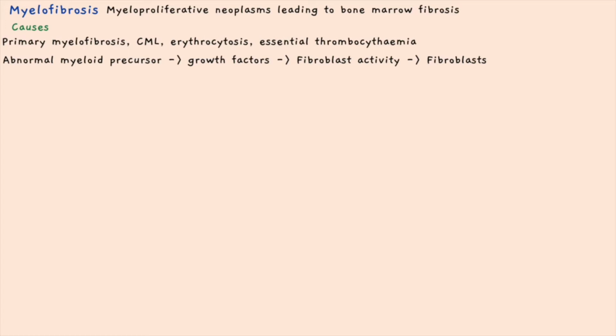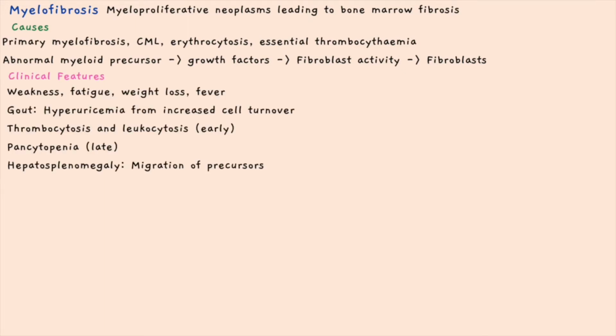Anyway, these abnormal myeloid precursors lead to growth factors such as TNF-alpha and IGF, and this increased fibroblast activity activates fibroblasts, which causes fibrosis. Clinical features relate to suppression of the bone marrow, so features of pancytopenia. So from anemia, you can get weakness or fatigue, and you can also have weight loss and fevers, constitutional symptoms. Due to the increased cell turnover, you can have hyperuricemia, so manifesting as gout.